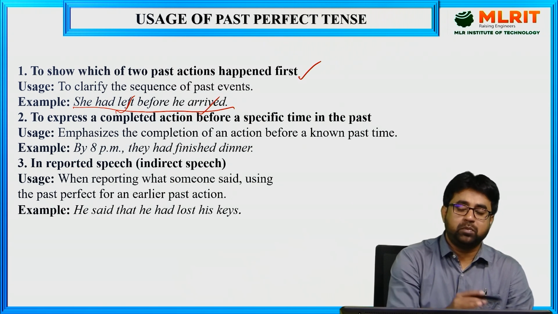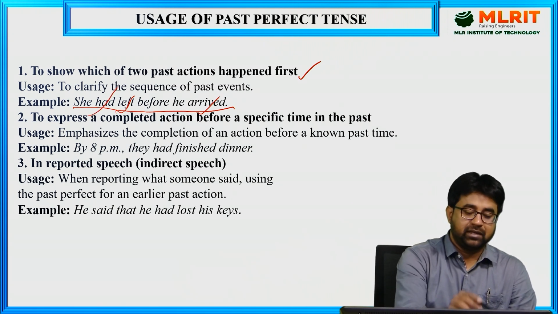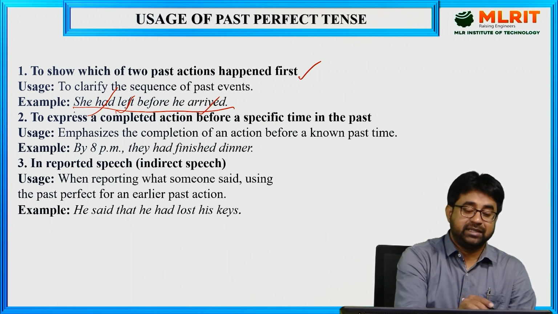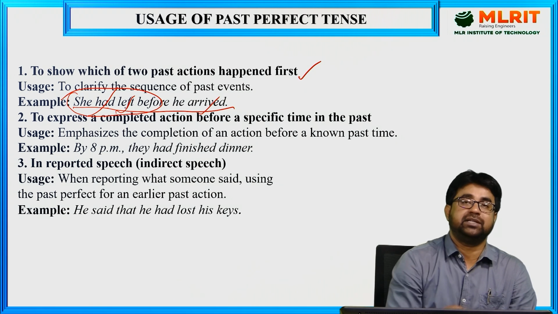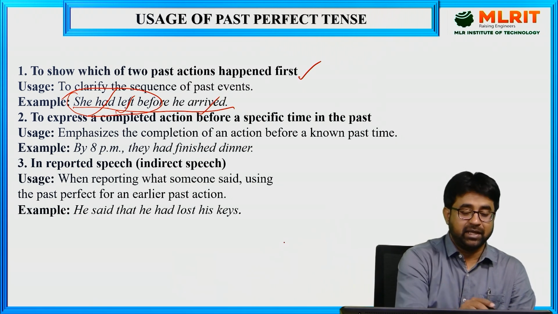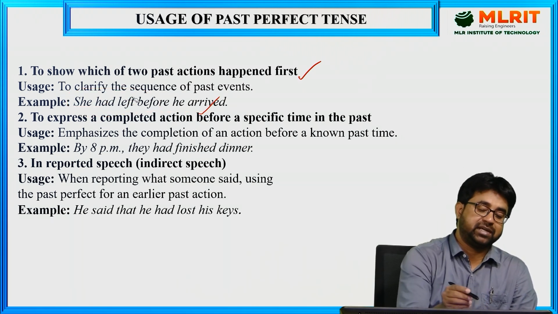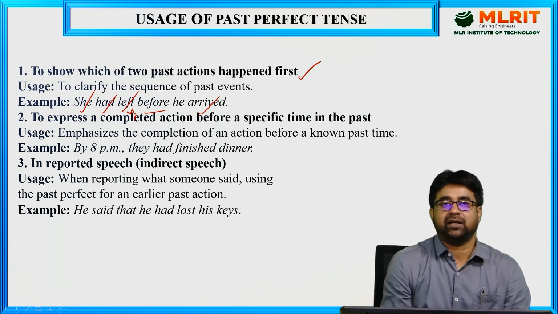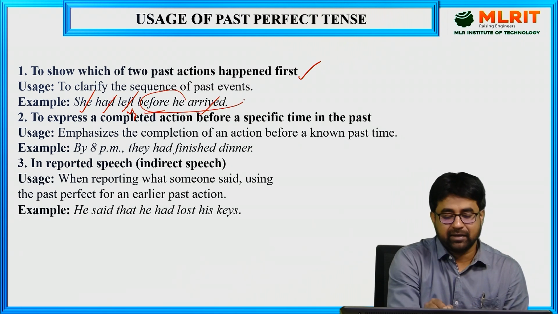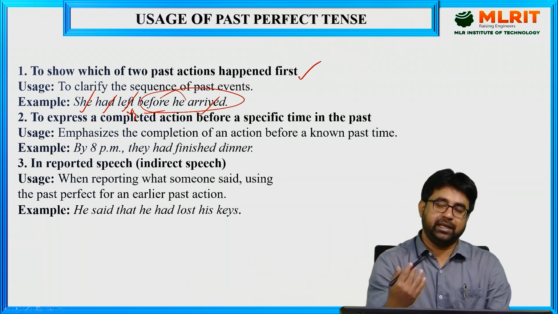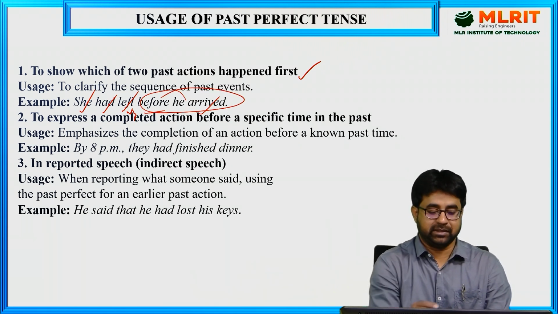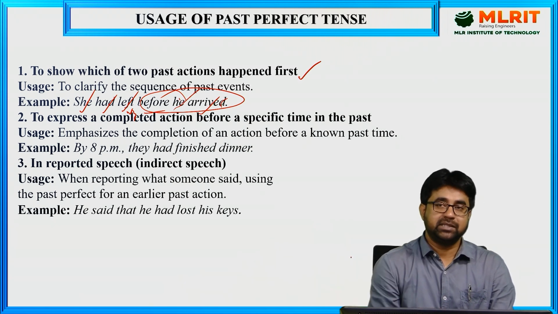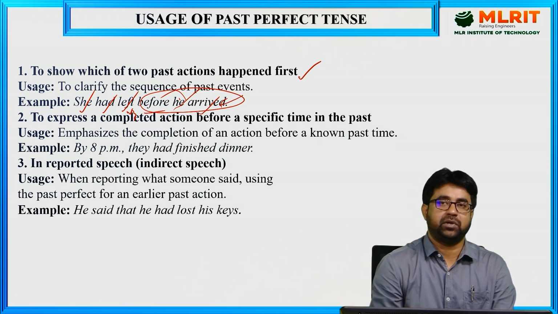Now, out of these two past events, which happened first? Obviously, she left, right? That happened first, the leaving of her. That's why this first action is always described in which tense? Past perfect tense. See the structure here: subject, had plus V3, then object, right? And the next action is normally described using simple past tense. That's why he arrived. If you remember the structure of simple past tense, subject plus V2 and then object. The object is not there here.